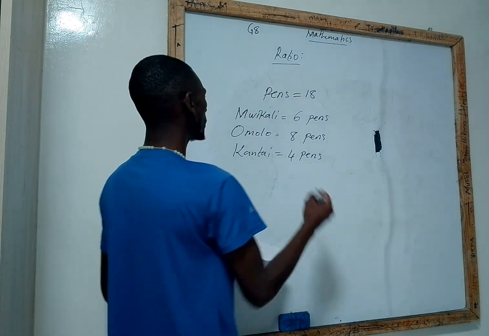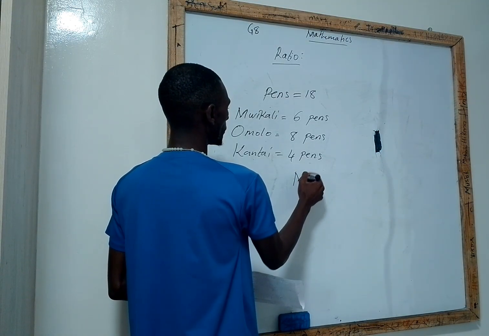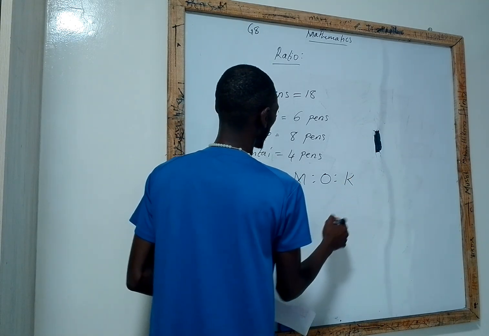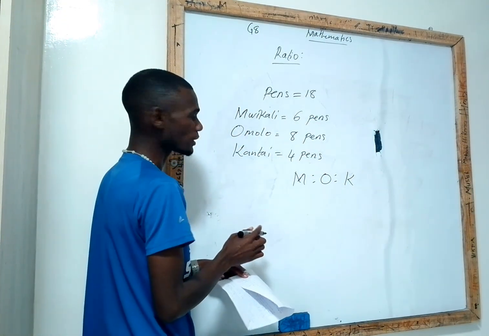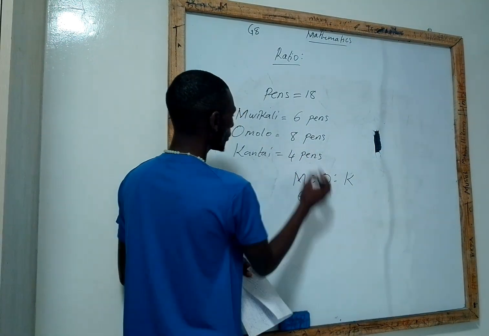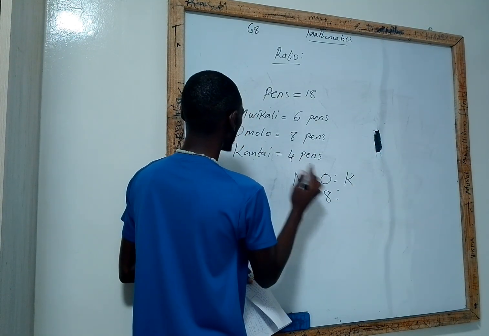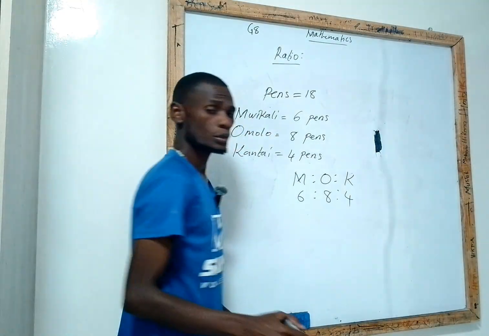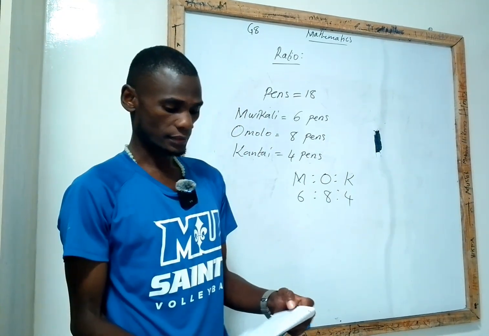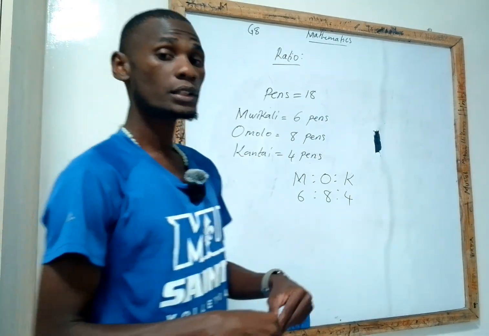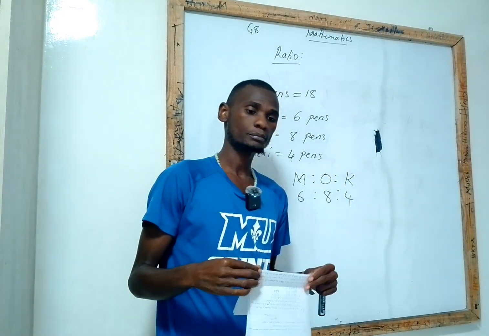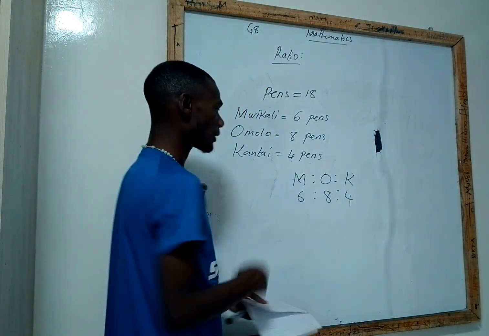So we are going to use the initial of the names: M for Mwikali, O for Omolo, and K for Kantai. Then their respective number of pens, the way they got them. Mwikali got 6, Omolo got 8, and Kantai got 4. Once you have the number of pens like that, the rule of ratio is ratios are written in their simplest form. So we have to simplify these numbers.